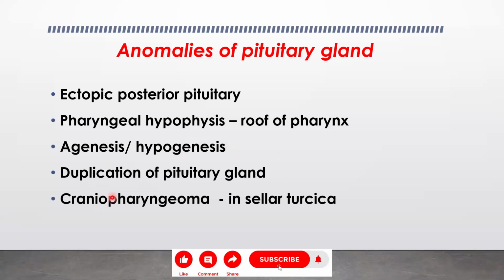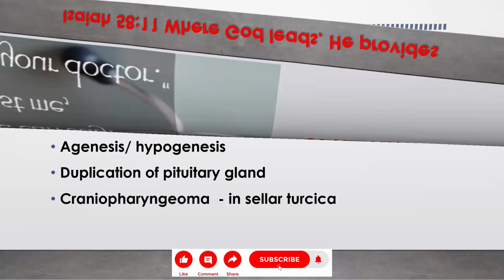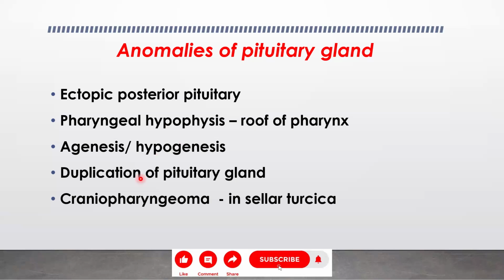So you have more than one pituitary gland. Then you can have craniopharyngiomas in the sella turcica. So these craniopharyngiomas are tumors of the pituitary gland. So maybe you can check on the various anomalies, but we mentioned ectopic posterior pituitary gland, pharyngeal hypophysis, agenesis or hypogenesis of the pituitary gland, duplication of the pituitary gland, and craniopharyngiomas, tumors of the pituitary gland. Those are the anomalies of the pituitary gland. There are others, which we can go ahead and investigate.